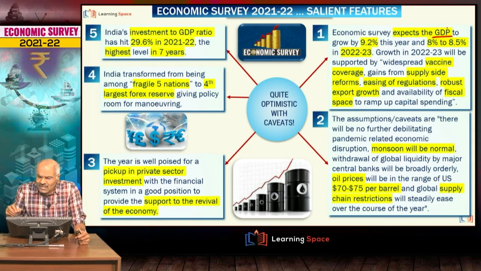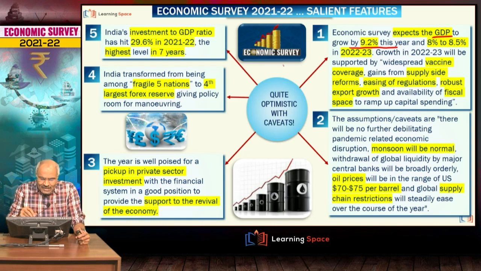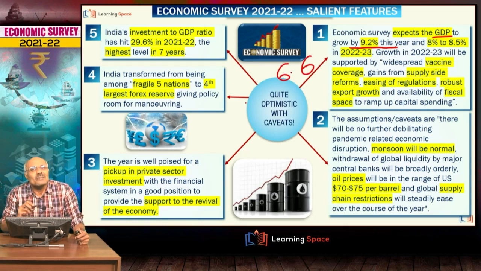It expects the GDP to grow by 9.2% this financial year. Friends, you need not be euphoric about this particular thing, because for the simple reason that in the COVID year, as per the recent estimates, the economy shrunk by 6.6%.